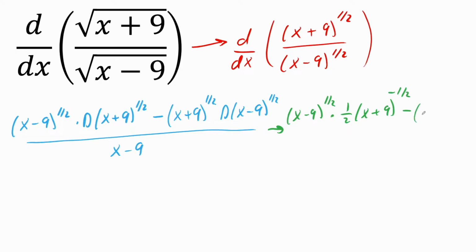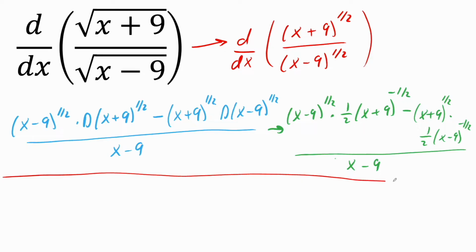So (x + 9) raised to 1/2, times, now this piece, same idea. We bring the 1/2 to the front, so we have 1/2 (x - 9) raised to negative 1/2, and we take the derivative of the inside piece, which is just going to give us 1, so times 1, or just keep it that way, divided by our denominator, which we got x - 9. And so now we can go ahead and rewrite this and kind of clean it up.